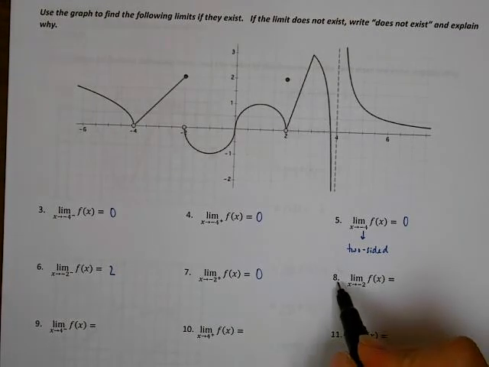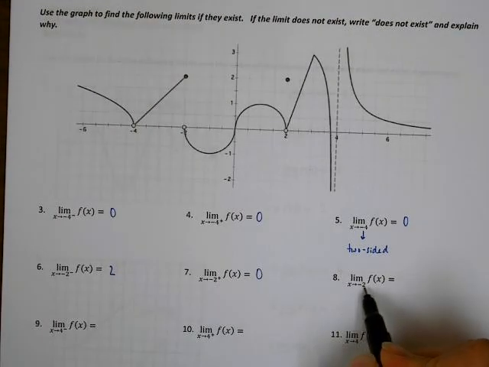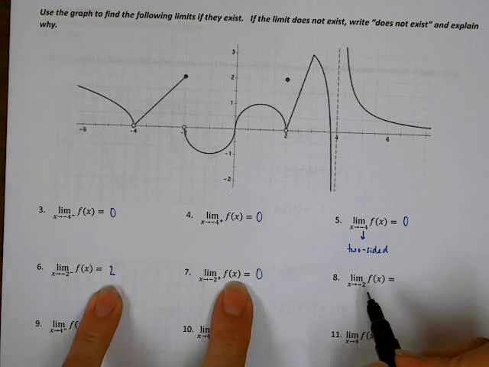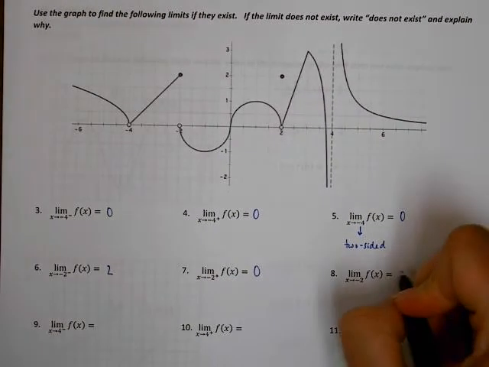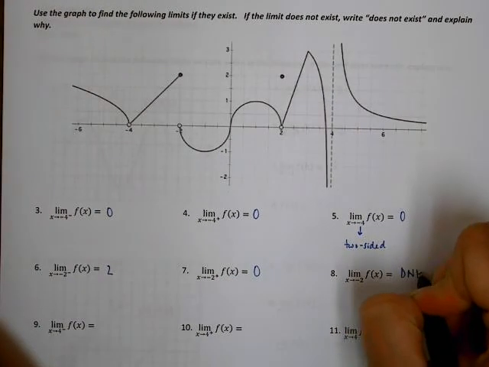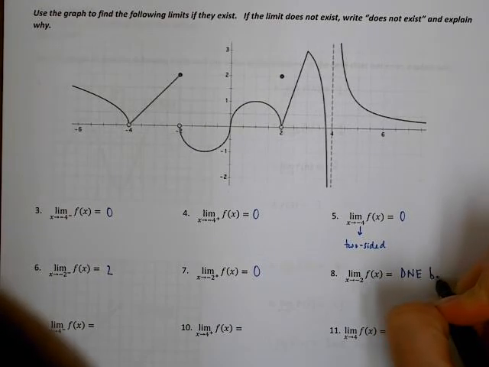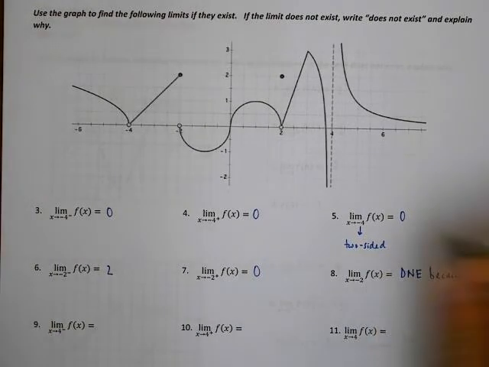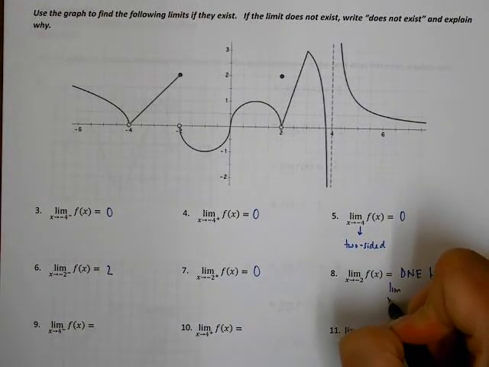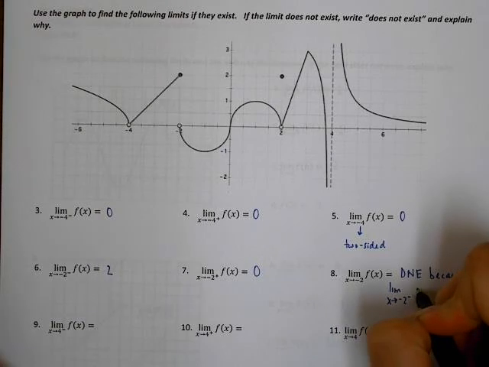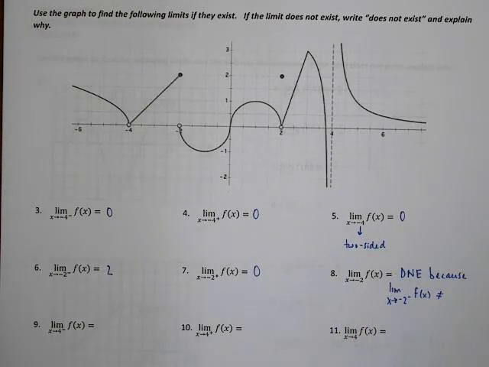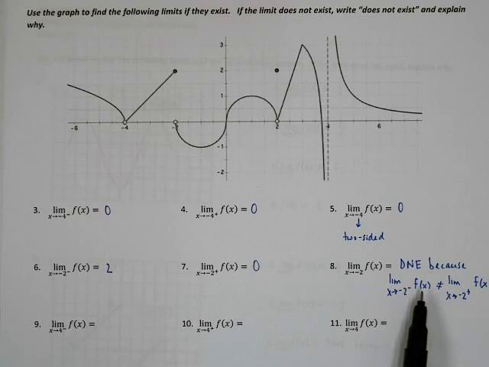So now in number 8, when they ask me for this two-sided limit, since the left and the right don't agree, I need to say that two-sided limit does not exist because, and again, we're going to say the limit as x approaches -2 from the left of f of x is not equal to the limit as x approaches -2 from the right of f of x. And again, as always with that limit notation, we've included the function name.